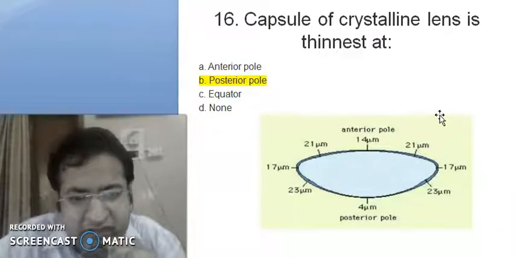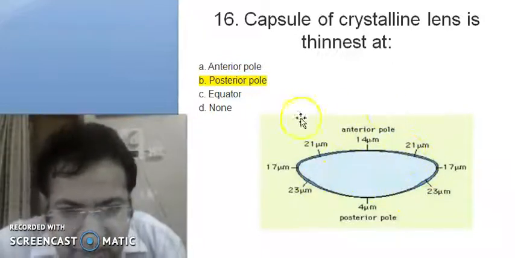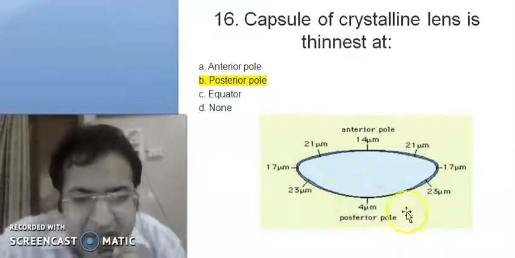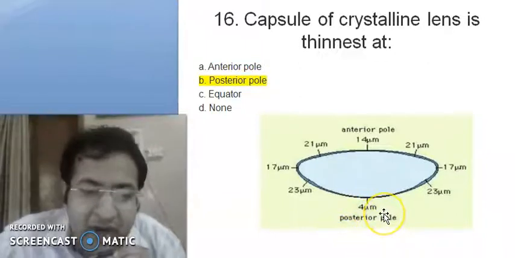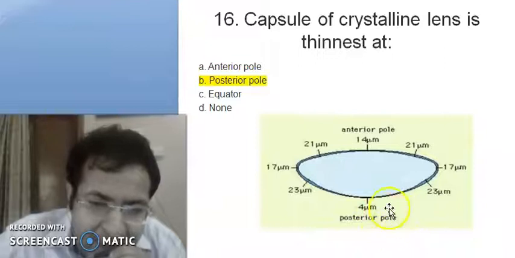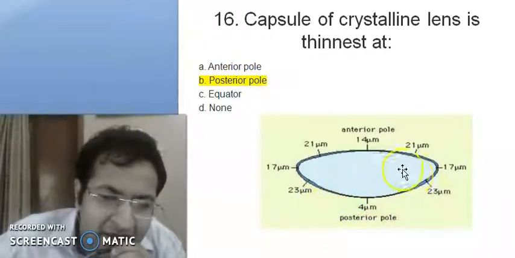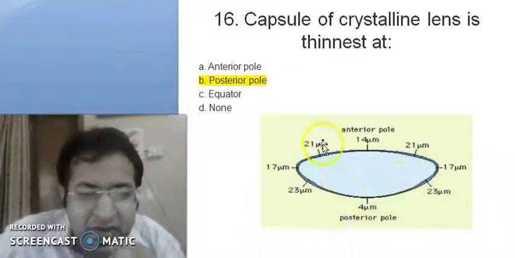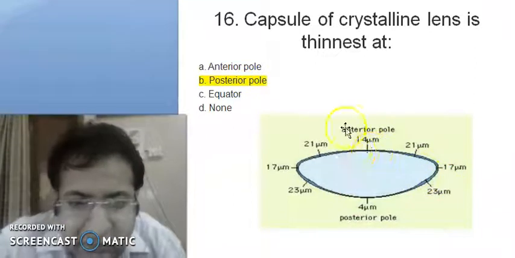What is the capsule of the crystalline lens thinnest at? You can see from this diagram, this is the anterior pole of the lens, this is the posterior pole of the lens. It is thinnest at the posterior pole, where it is 4 micrometer only, and hence we have to be very careful while doing cataract surgery, so that posterior capsule rent doesn't occur and the lens doesn't go back into the vitreous. And if someone asks where it is thickest, it is not thickest at the anterior pole. It is just 14 micrometer.